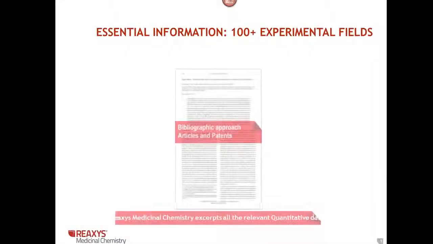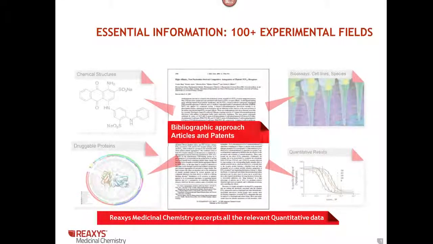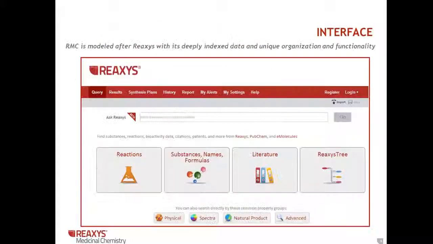We extract and index the chemical structure, name, code, and synonym of a compound. Also target information, in vitro assays like binding, second messenger, and cell-based assays, animal models of disease, pharmacokinetic and ADME properties, and also toxicity and safety. Reaxys medicinal chemistry is modeled after Reaxys, which I'm showing right here, with its deeply indexed data and unique organization and functionality.